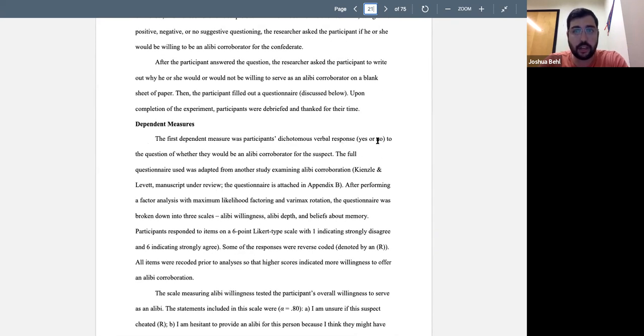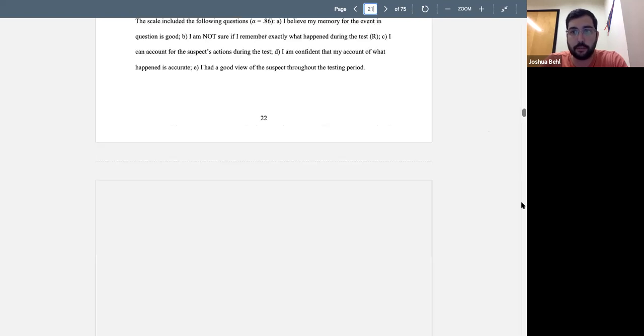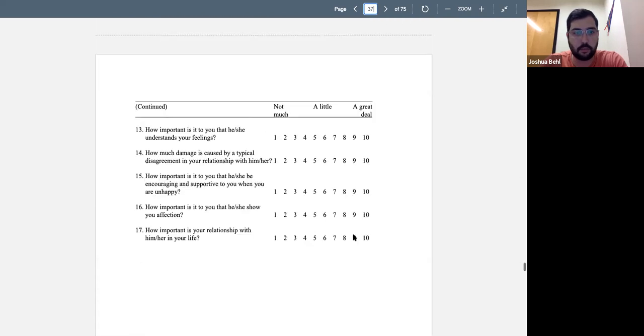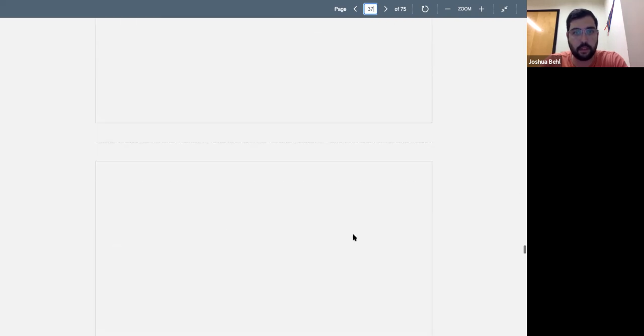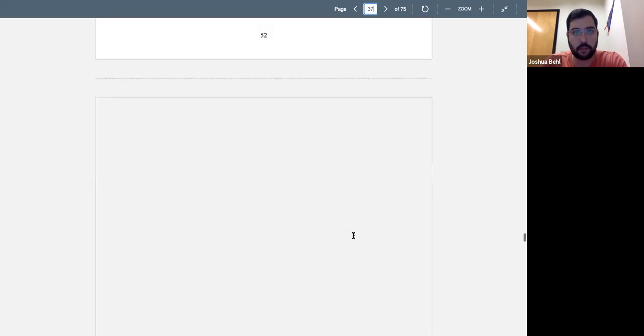You can see here that they had a verbal yes or no, and then a questionnaire that was adapted from Kensley and Levitt, who I'm actually co-authoring this paper with. And the questionnaire is attached in Appendix B. If we scroll down to Appendix B, what you will see is, if it shows up, it's Appendix D, where Appendix C, and here is Appendix B, right?